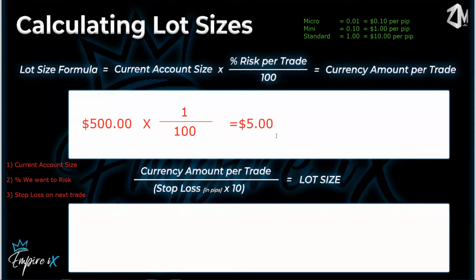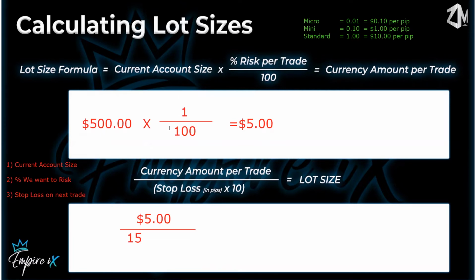So we take this $5 US, and now we're going to divide this by our stop loss on the very next setup. Let's say we have a nice buy setup on Euro USD on the 15-minute time frame. And let's say, for example, we have an even 15 pip stop loss.